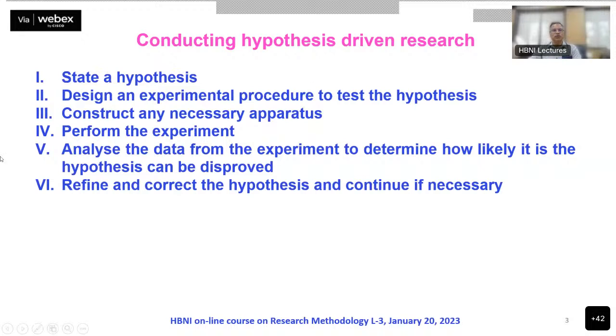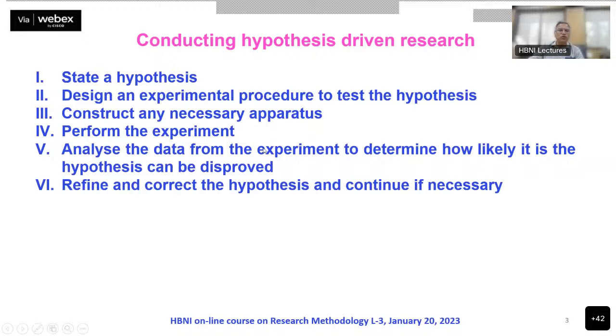And then you have to construct. Suppose you may need to make an apparatus or an instrument, or you may have to do some survey in the population, or some plantation, some agricultural research. So you will be using different types of research design methods. That is the meaning of constructing the necessary apparatus. And then you perform the experiment to test the hypothesis.